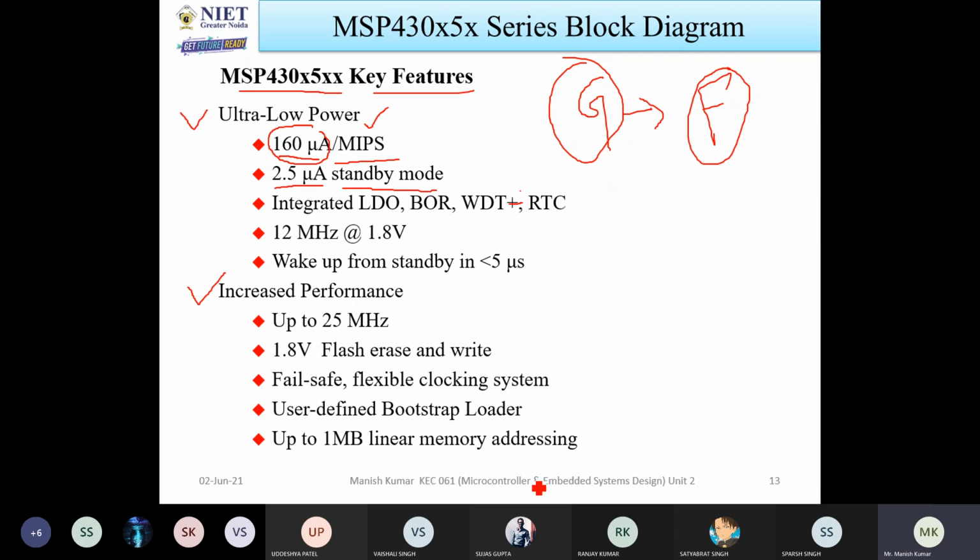Now it also has the facility. It is integrated with LDO, BOR, WDT, RTC. LDO represents low dropout voltage.